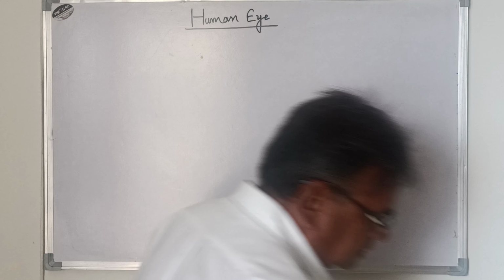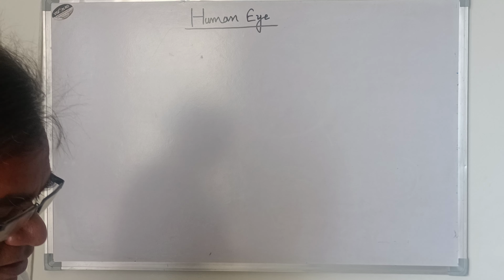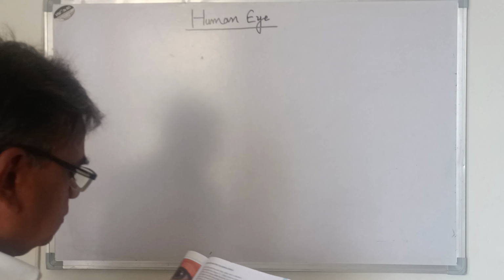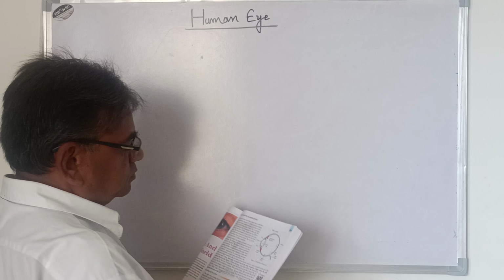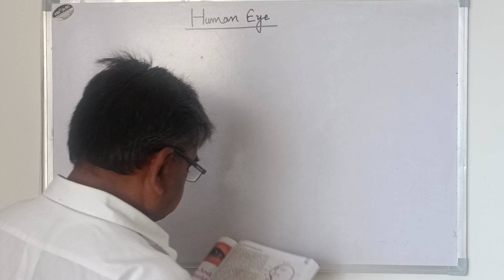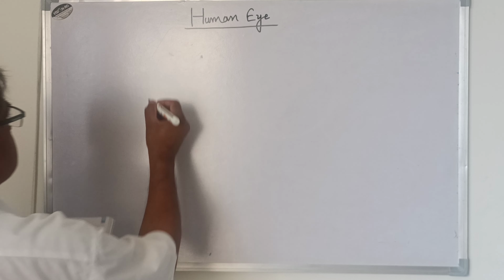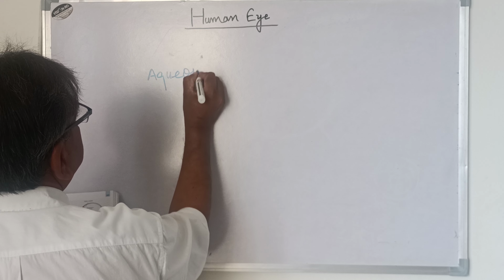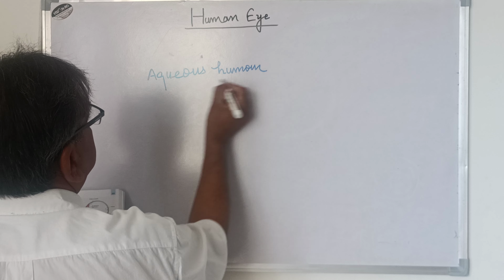Now some terms related with the human eye. You are studying physics, but you must know something more related to biology. Between the lens and cornea, a liquid is filled up called aqueous humor. A-Q-U, aqua. A-Q-U-E-O-U-S, aqueous humor. H-U-M-O-R.